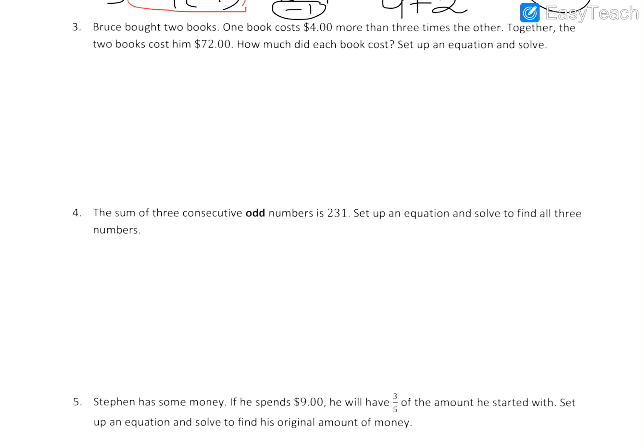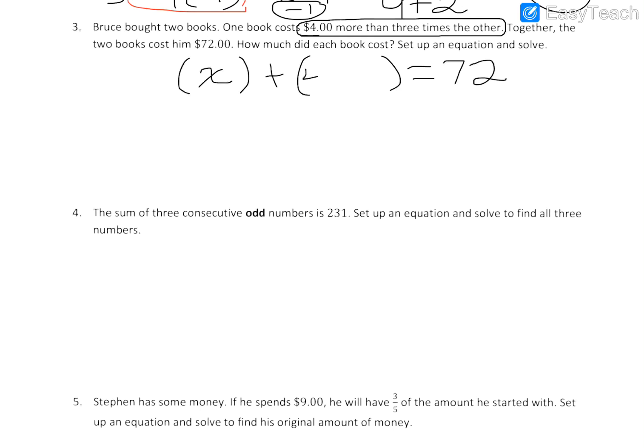Okay, so what you should have done is, since you have 2 books equaling $72, your first book is going to be X. Your second book is going to be 4 more than 3 times the other. Now, the other book is the X, right? So that goes there as well.